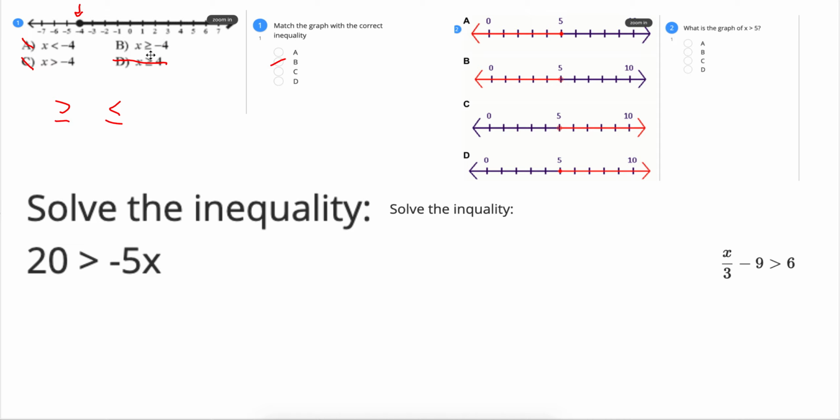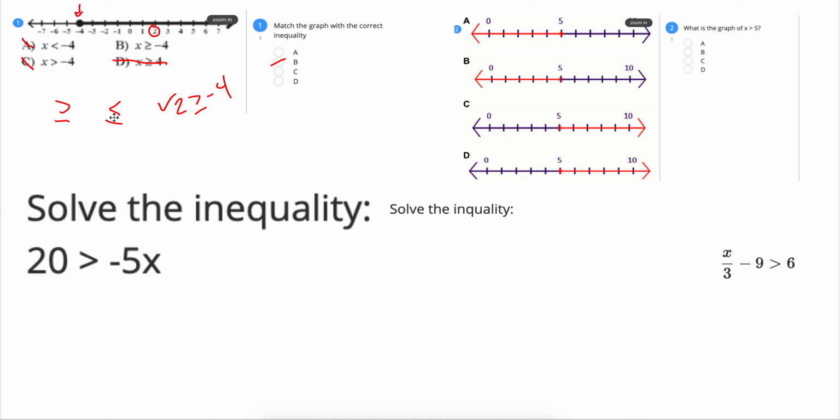You can check it. Let's pick a number anywhere up here and see if it actually works. Let's pick the number 2 here. Okay, is 2 greater than or equal to -4? Yes, it is. We know that it is. So we can say that that is a correct answer. Good job. Number 2, what is the graph of x is greater than 5?